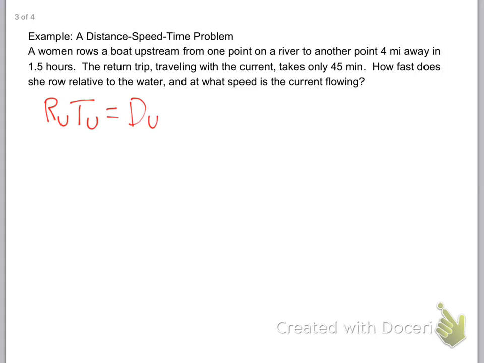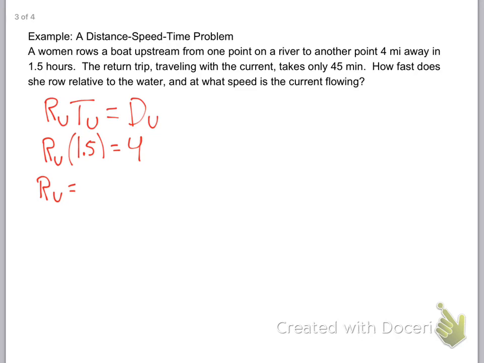Can we solve this? Do we have any of that information? I think so, the very first sentence. What's our distance? 4. What's our time? 1.5 hours. Do we know the rate going up? We don't have a rate going up. But can we find it? And what would that end up being?